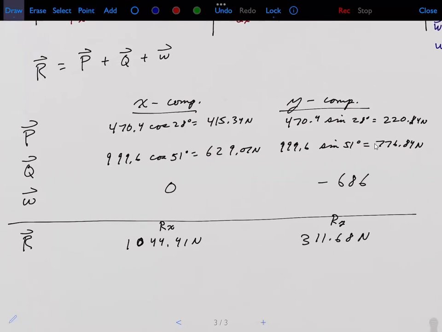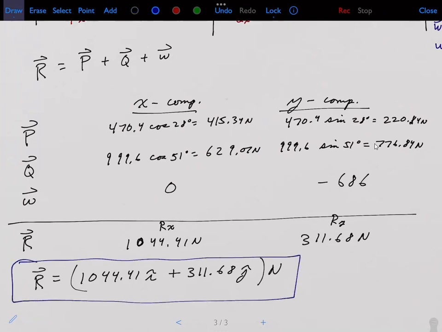If you want, you can write it in component form using I hat and J hat. So it's 1044.41 I hat plus 311.68 J hat newtons. Now, you may want to find the magnitude and direction of that vector. So that's the answer in component form. Let's also find the answer as a magnitude and direction.